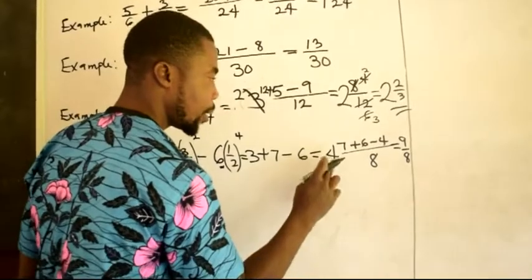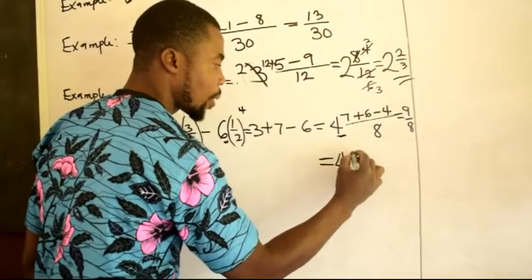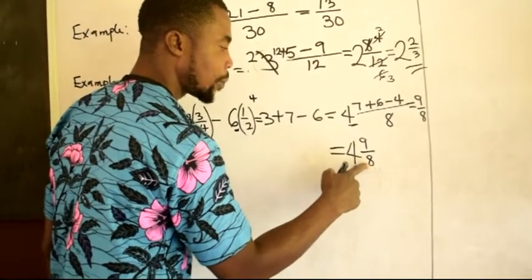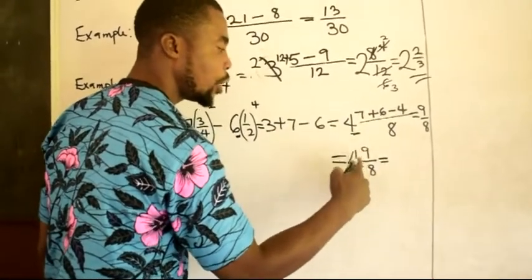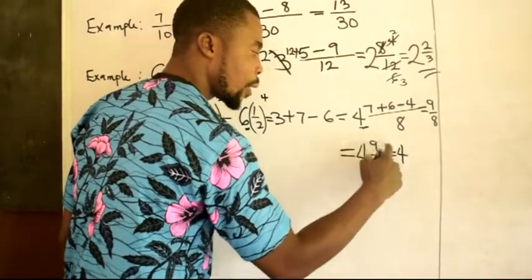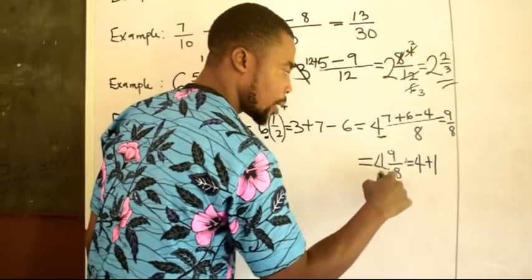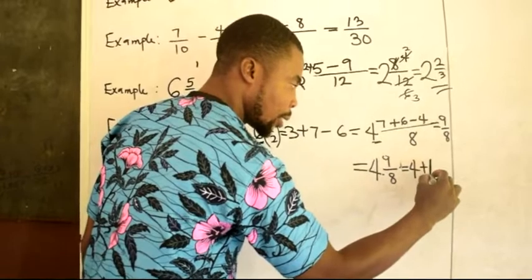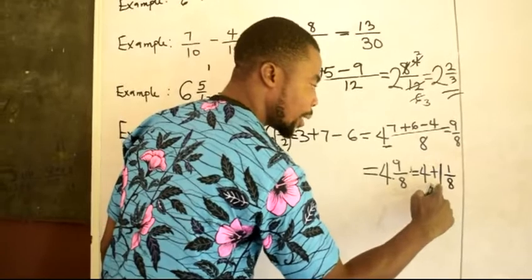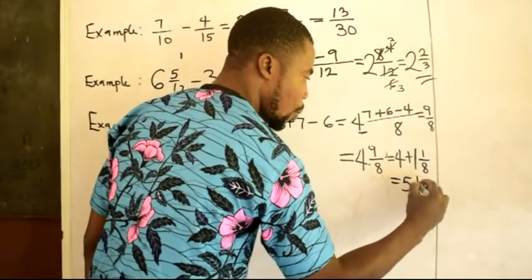9 over 8. Don't forget this mixed fraction, which is 4 whole number 9 over 8. This one is bigger than this, so in this case you will change it to a mixed fraction. 8 will go in 9, that is 1 whole number, remainder 1 over 8. This one now, you add it to 4, making 5 whole number 1 over 8.